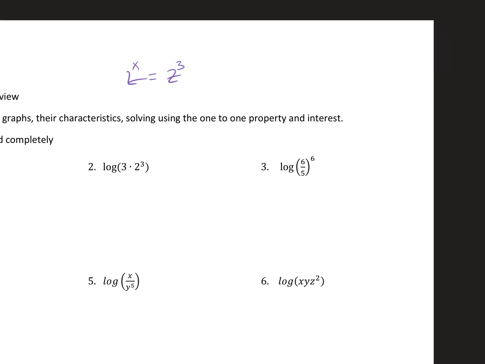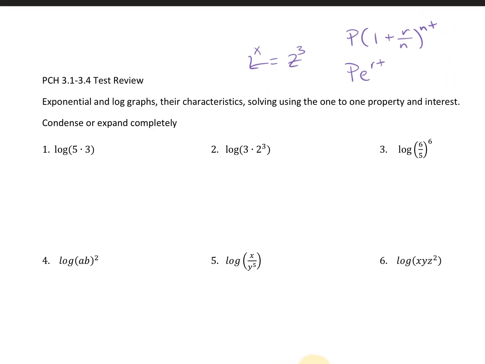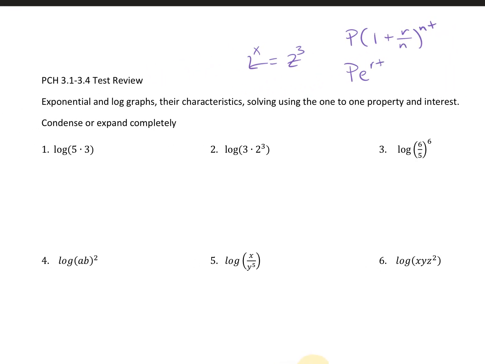So our two interest formulas were P times (1 plus r over n) to the power of nt, and then the other one was P times e to the power of rt. So make sure you know your interest formulas and how to use them. Then you also need to know expanding and condensing. That's the next part.